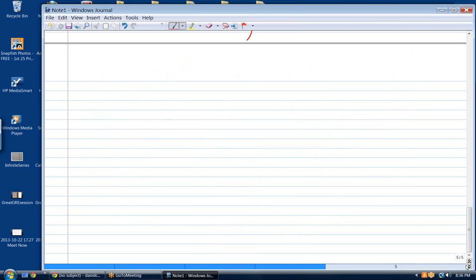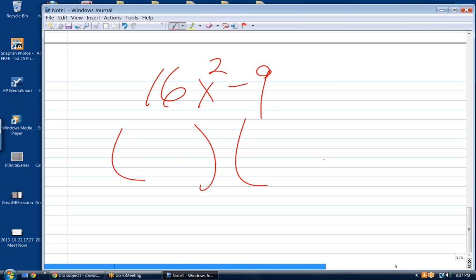Okay. Now, is most of the factoring you've been doing of equations set equal to 0, or is it just quadratic expressions? Both. Okay. Let me find some quadratic expressions. Factor that. Okay.